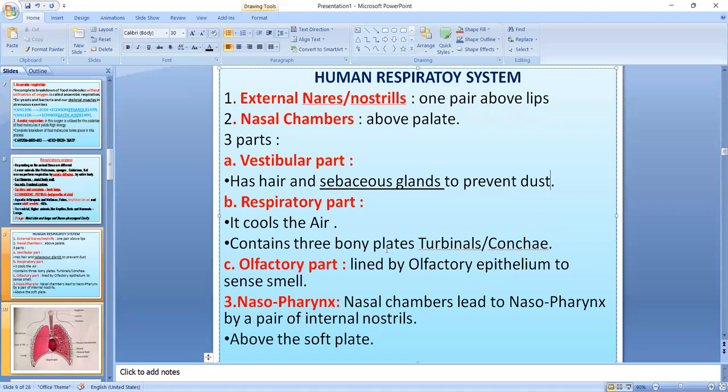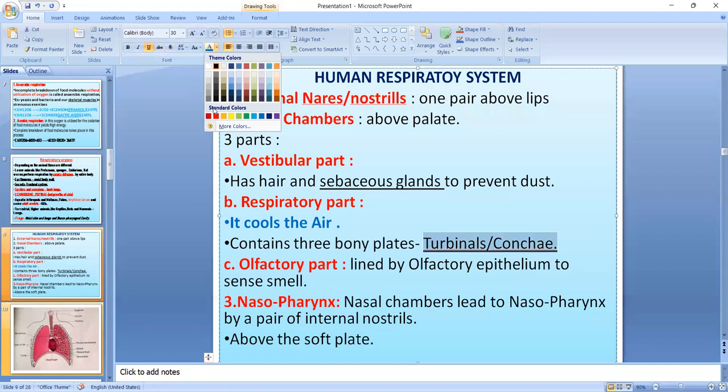Simple, right? So the respiratory part: remember this, which part of our respiratory passage cools the inspired air? That is the respiratory part of the nasal chamber. It is the cooling mechanism, right? It contains three bony plates called turbinal bones or conchae. Turbinal bones or conchae can be asked in any question, right?